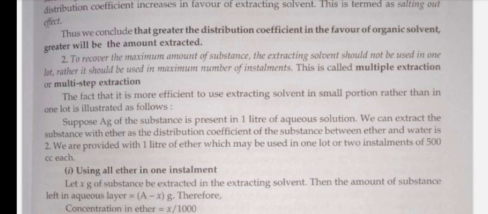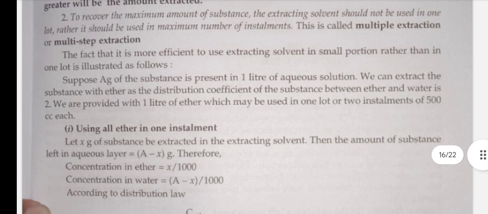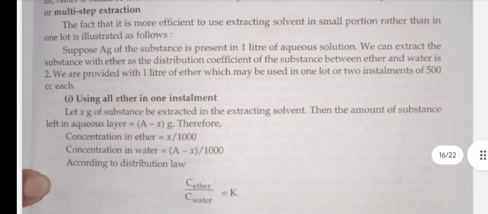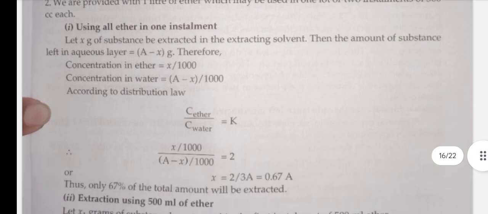The fact that it is more efficient to use extracting solvent in small portions rather than in one lot is illustrated as follows. Suppose A g of the substance is present in 1 liter of aqueous solution. We can extract the substance with ether, as the distribution coefficient of the substance between ether and water is 2. We are provided with 1 liter of ether which may be used in one lot or in two installments of 500 cc each. Using all the ether in one installment, let x gram of substance be extracted in the extracting solvent. Then the amount of substance left in the aqueous layer is A minus x gram.